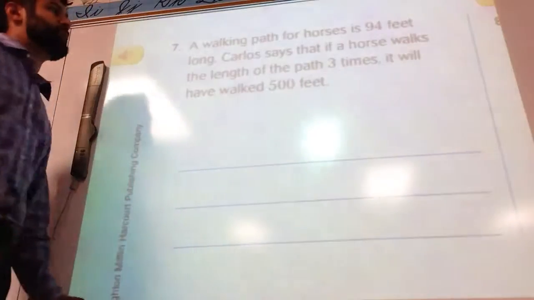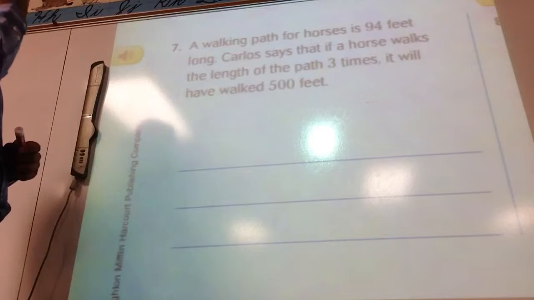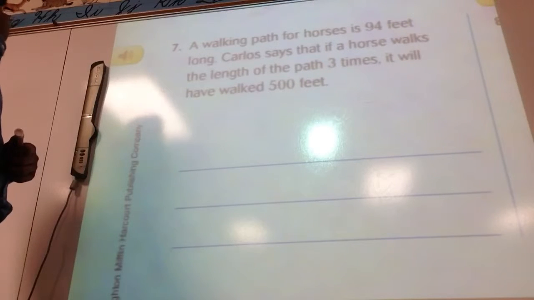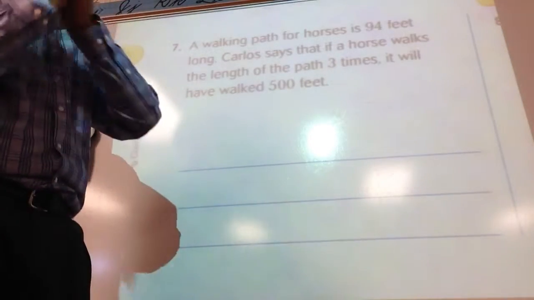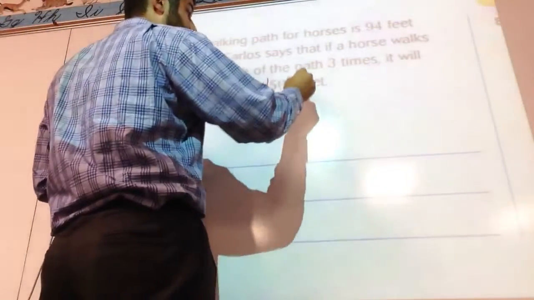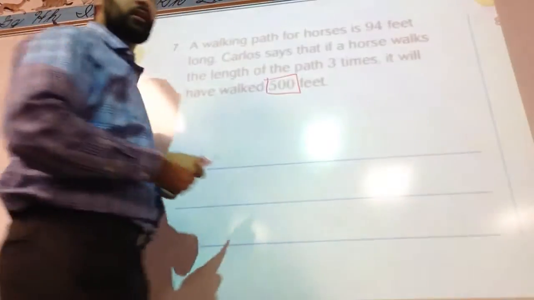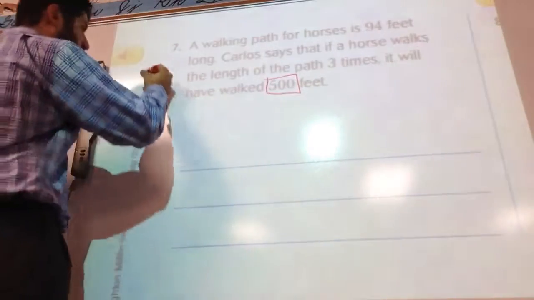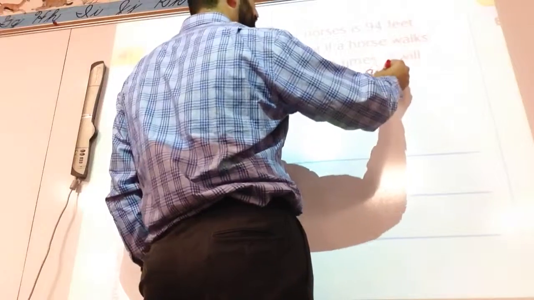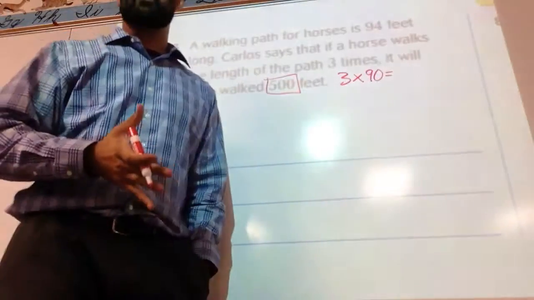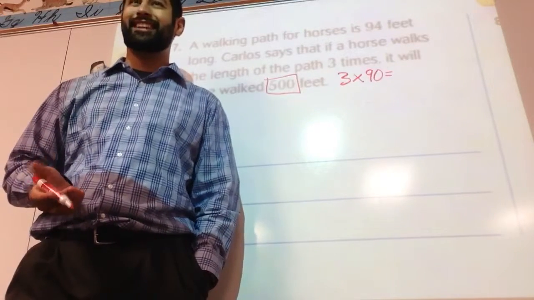All right. A walking path for horses is 94 feet long. Carlos says that if a horse walks the length of the path 3 times, he will have walked 500 feet. So the answer he says is an exact answer is the 500 feet. So we're taking 3 times 94. Well, you've probably already guessed it. We're going to take 3 times 90. And it should be easy when you're doing it by 2-digit numbers, because for 85, well, you just stop at 80. You don't say the rest of it. That's when you round down.